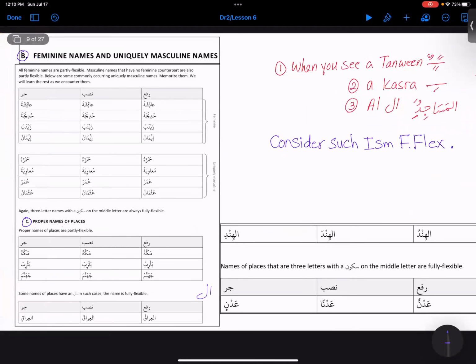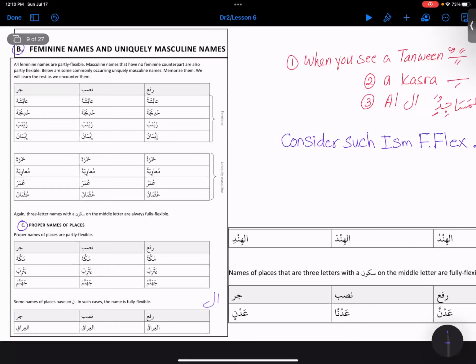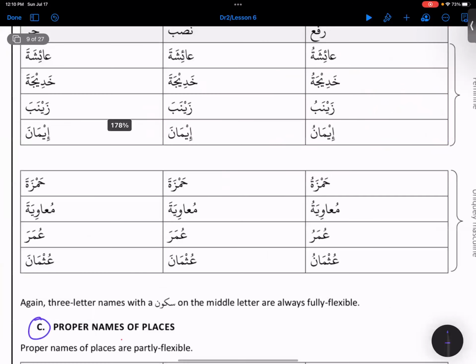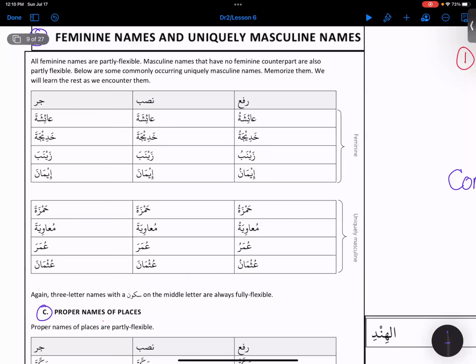Okay, now moving on. All the ladies' names, names of ladies, feminine names. Aishatu, Aishata, Aishata, never Aishati. Why? Because this is partly flexible. All ladies' names are partly flexible. Khatijatu, Khatijata, Khatijata. Zainabu, Zainaba, Zainaba. Imanu, Imana, Imana.